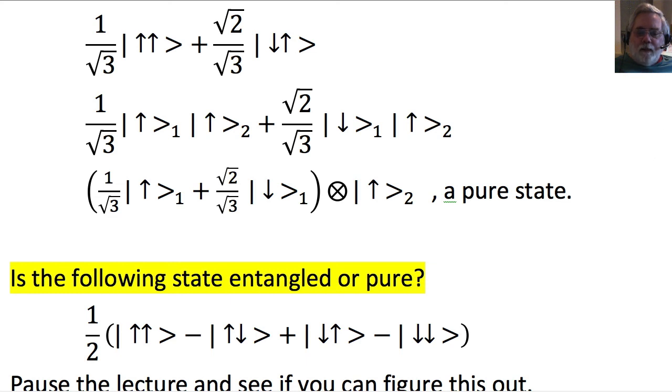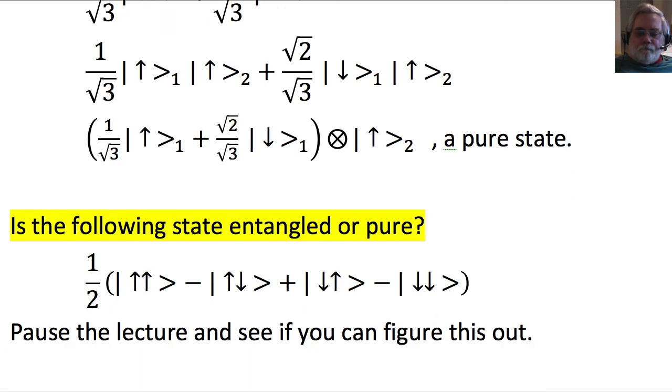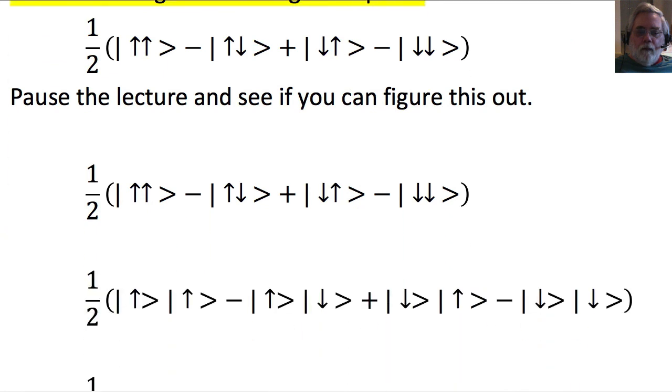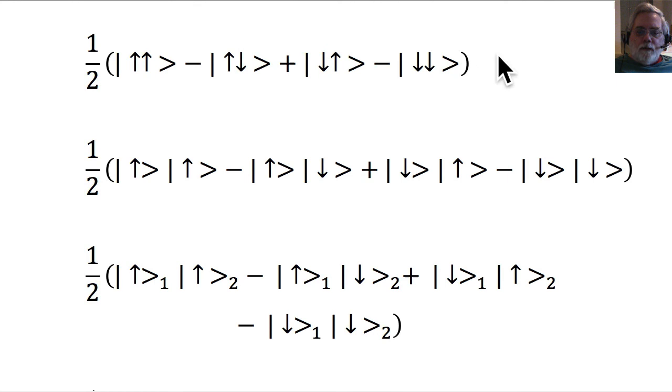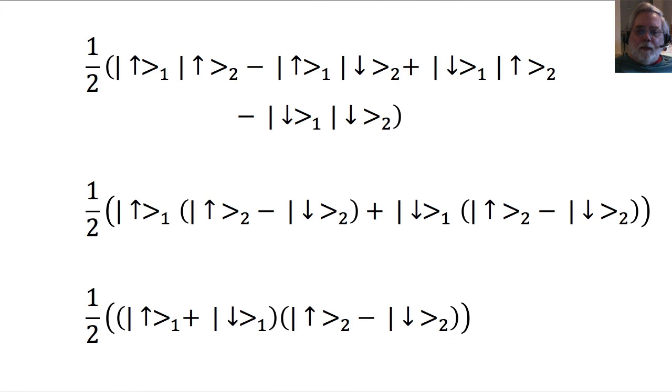Is the following state entangled or pure? 1/2 up up minus up down plus down up minus down down. Pause the lecture and see if you can figure this out. So here's what we started with. Let's re-express that in terms of states for particle 1 and states for particle 2. So instead of up in one ket, we're going to say ket up up, where the first one is for particle 1, the second is for particle 2. We write that all out. We can put in the subscript indices just to make sure we don't mess up.